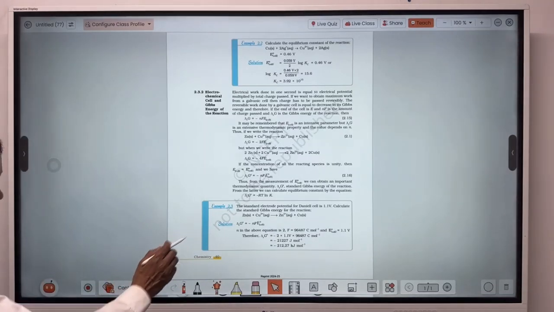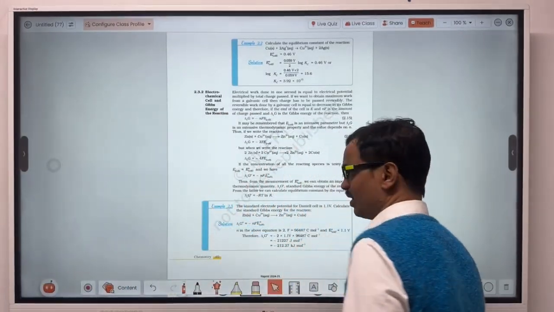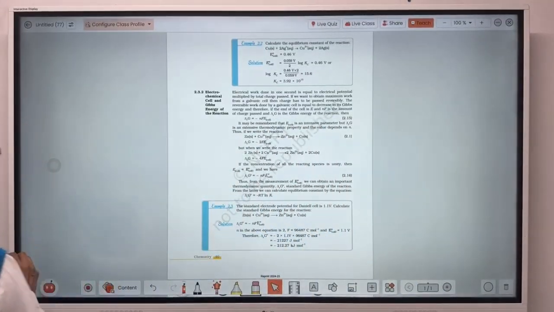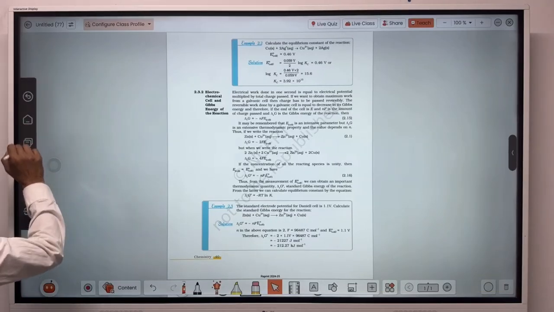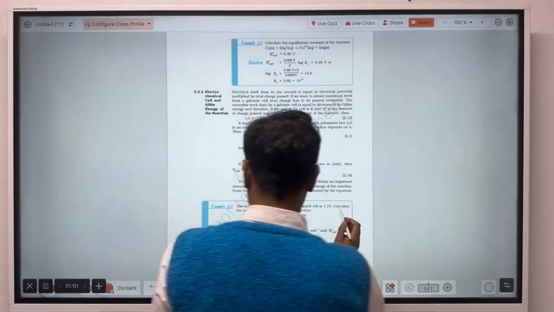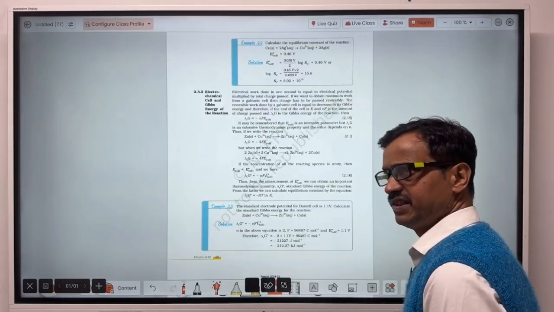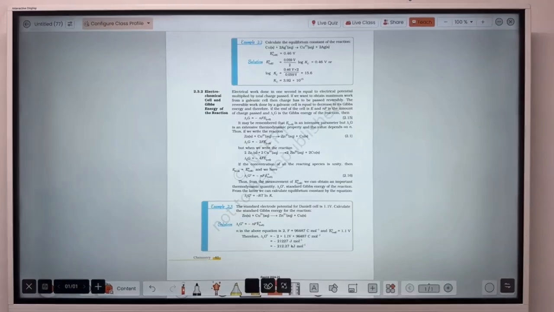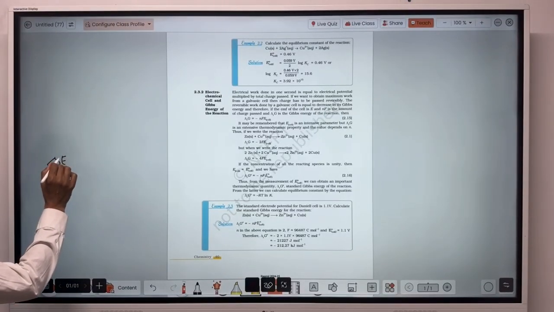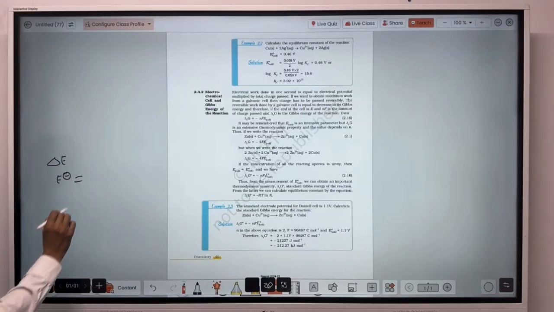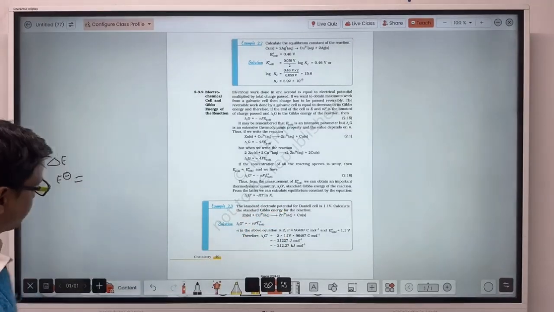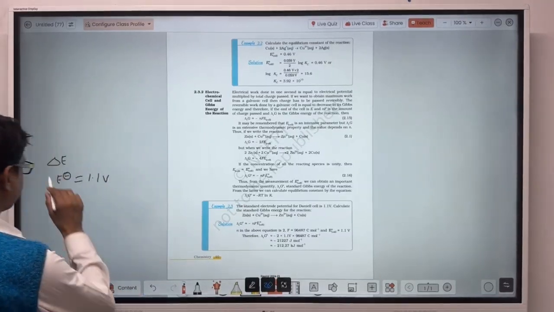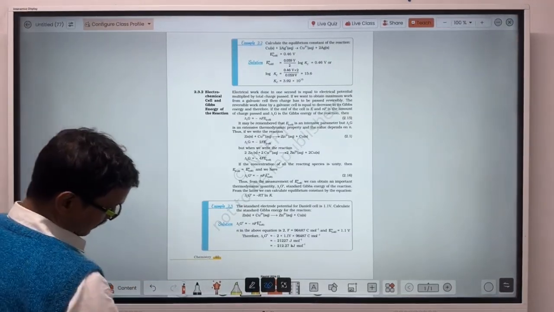The question is: the standard electrode potential for the Daniell cell is 1.1 volt. For the Daniell cell, the standard electrode potential has been given. Calculate the standard Gibbs energy for the reaction. Delta G standard has been asked. So E standard has been given, the standard electrode potential of the Daniell cell, that is 1.1 volt, and it is asking about the Gibbs free energy.